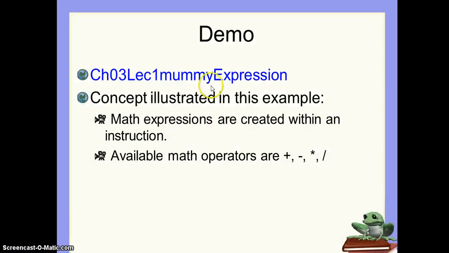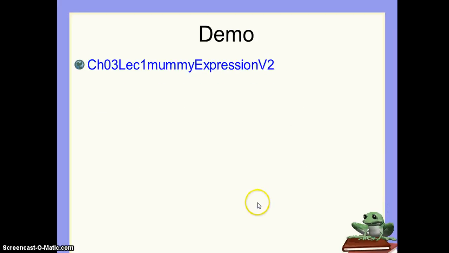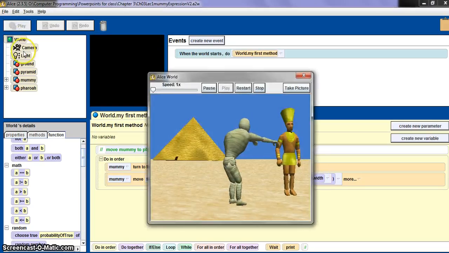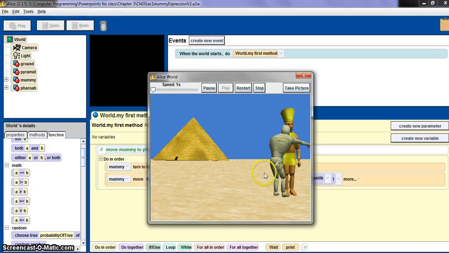Well, again, I showed you how to create a math instruction, and the available math operators are the usual suspects. Now what I wanted to do was show you another version where instead of it being mummy distance to pharaoh minus 2, what if you subtract the pharaoh's width? We'll take a look at what that looks like first of all. Okay, that's pretty darn close, right?